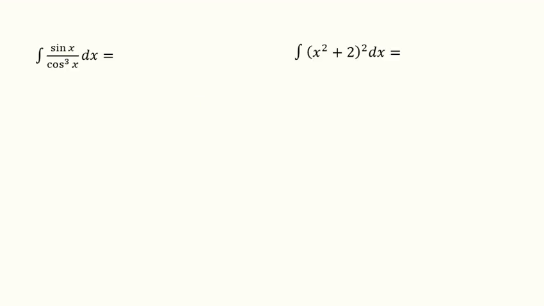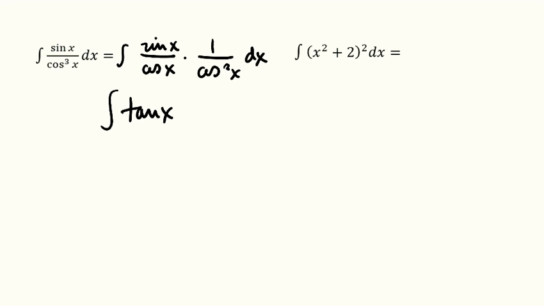Okay, this one we need to rewrite in terms of trig, right? So if I have sine over cosine cubed, I could write that as sine over cosine multiplied by 1 over cosine squared x. Okay, what's sine x over cosine x? Tangent x. What's 1 over cosine squared x?